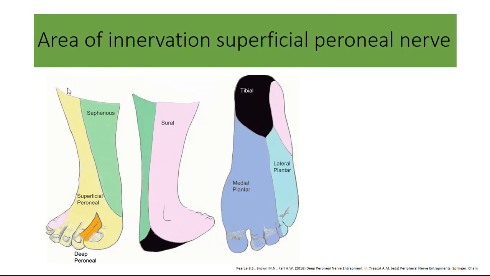So our superficial peroneal nerve supplies more this lateral part of the foot, and our deep peroneal nerve is quite specific. It supplies this lateral aspect of the big toe, the medial aspect of the second toe, the web space in between, and a bit of the dorsal area of the foot.